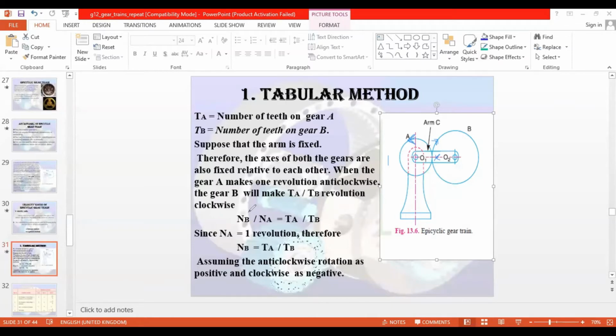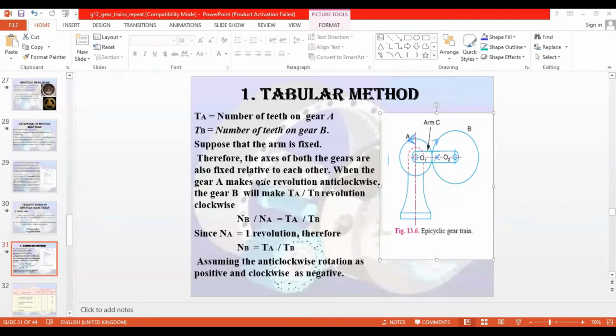And we know the speed ratio NB by NA is equal to TA by TB. The speed ratio is given by the inverse of the number of teeth, as you know. So NB upon NA, that is the speed of B upon the speed of A, is equal to TA upon TB, the teeth at A upon the teeth at B.